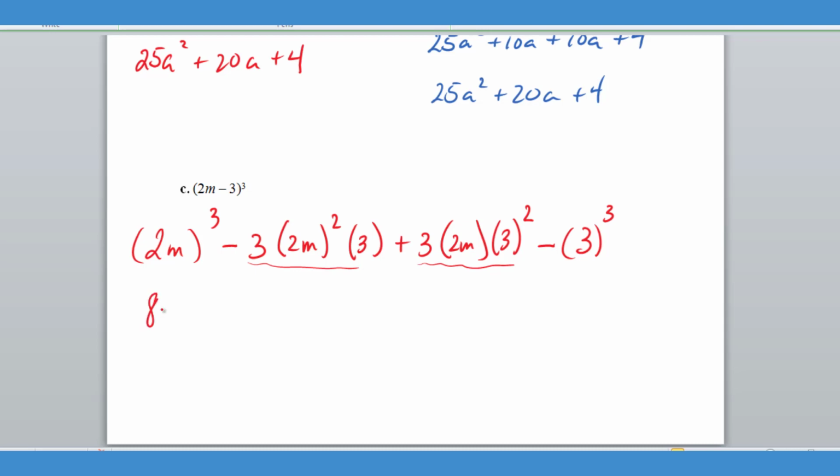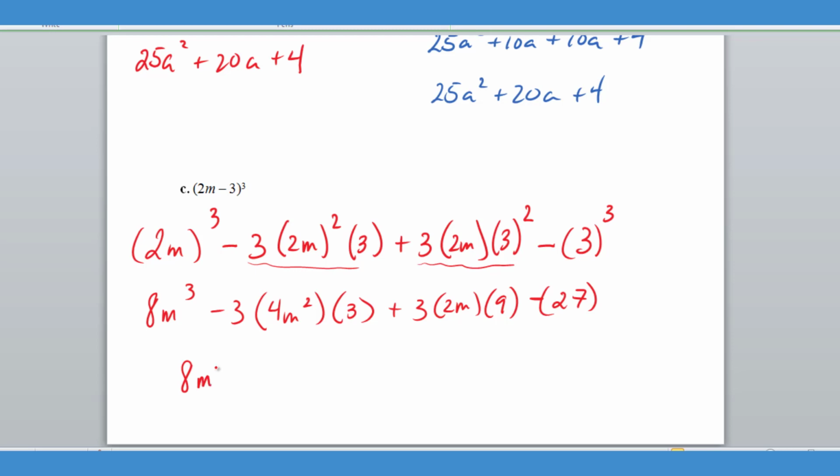And so we're going to have 8m cubed minus 3, and of course if I do the power properties, we're going to get 4m squared times 3, and then here we're just going to square that. Now notice that this negative is not part of the 3 cubed as far as the pattern is concerned, so we'll negate that 27 in the end. And so now I just need to do all of my multiplication properties, and I have my final polynomial.